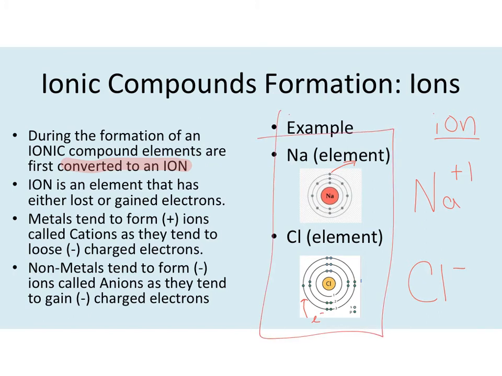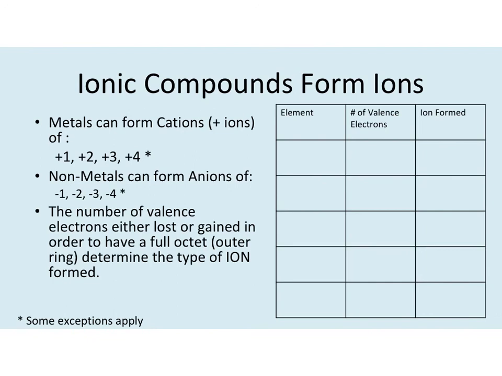Okay. So metals tend to form positive ions called cations, as they tend to lose electrons. And if you lose electrons, you lose negative charges, and you start becoming positive. And nonmetals tend to form negative ions called anions, as they tend to gain negative charges, like I have down here. And if you're going to gain a negative charge, you yourself are going to become negative. So metals can form cations of +1, +2, +3, and sometimes +4, and nonmetals -1, -2, -3, -4.